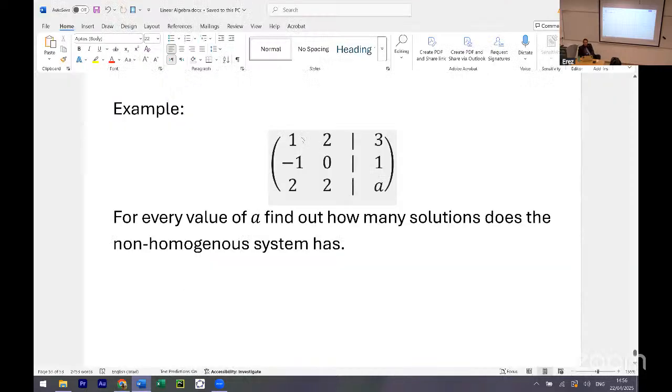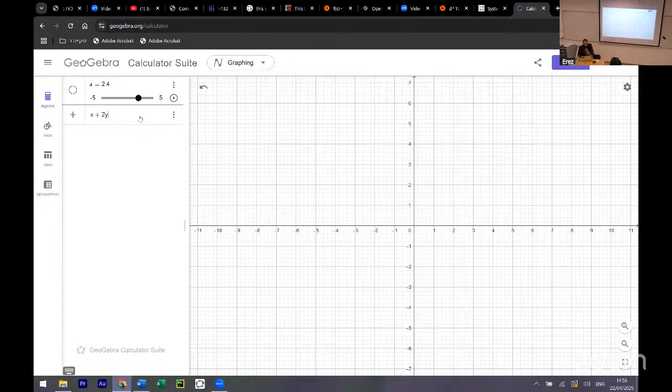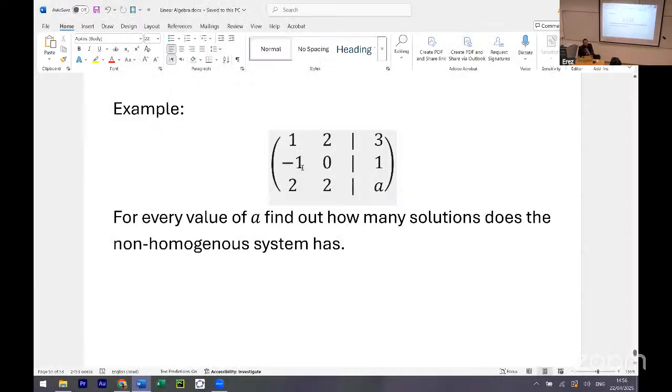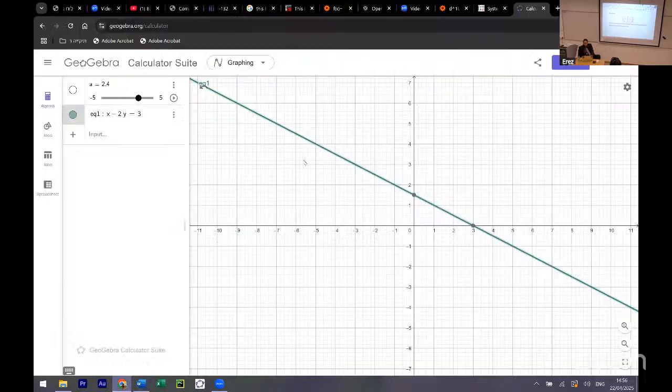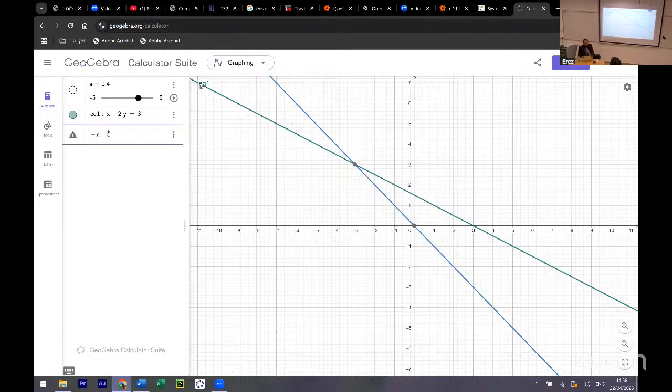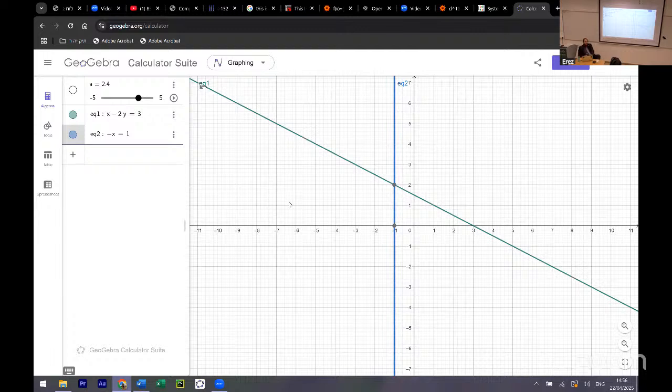What are the lines? X plus 2y equals 3. That's one line. The second is minus x equals 1. The second line. Now think about the third. First of all, you see that there will not be more than one solution.